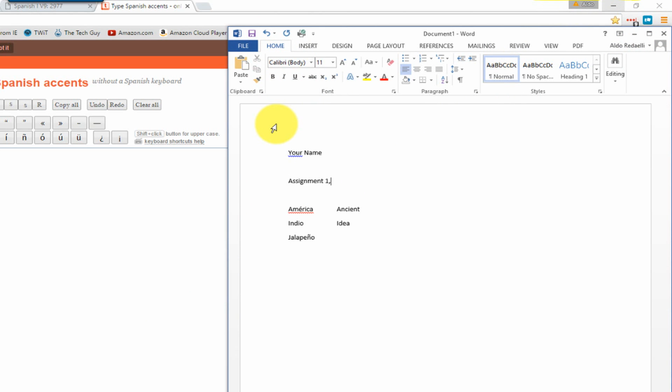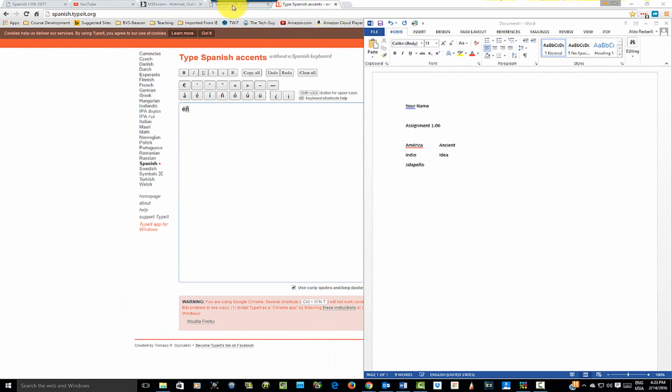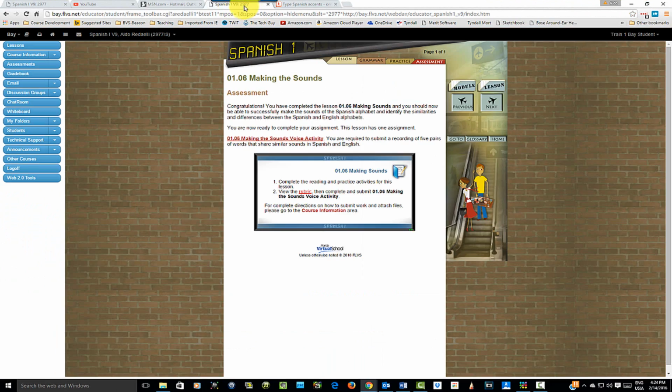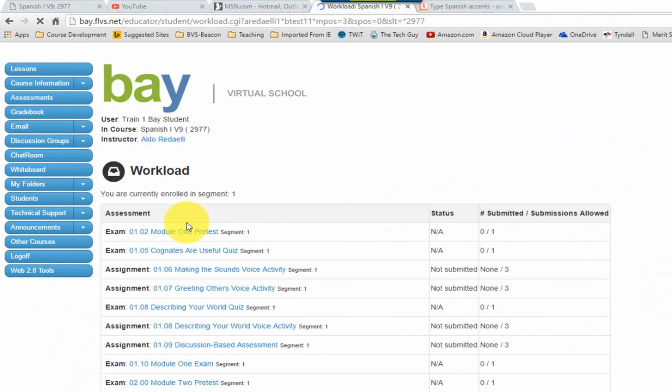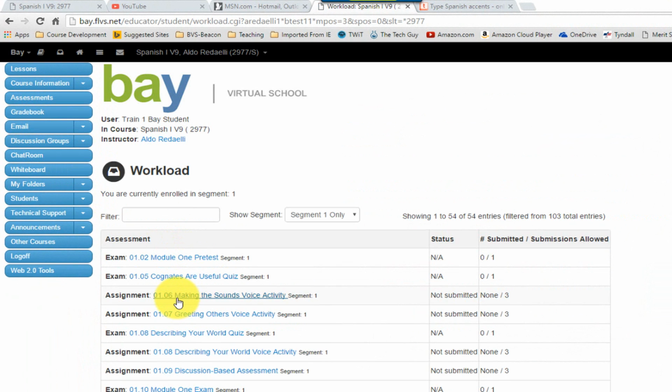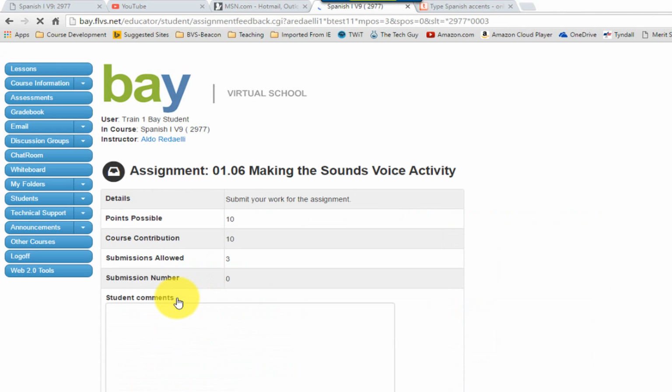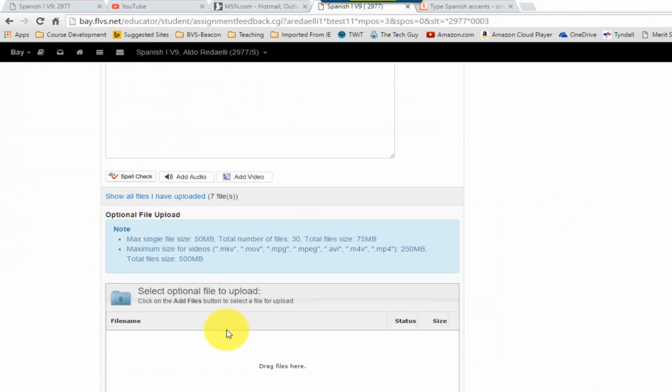Okay, so make sure you write your name and assignment 106. And since this is just an example, I'm not gonna say the file, but basically this is a voice assignment. So you submit the text form. I always want you to do that. Remember that. Always submit the text form. You can copy and paste it under comments, or you can attach the file.